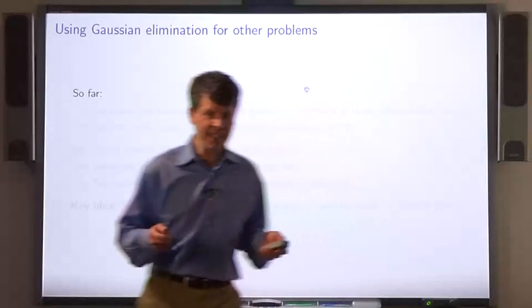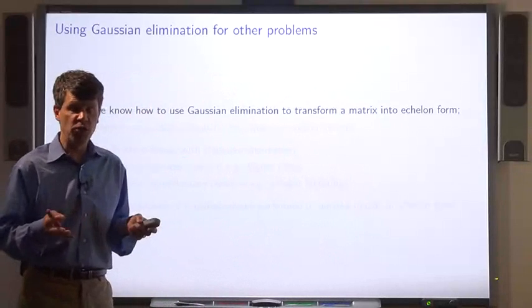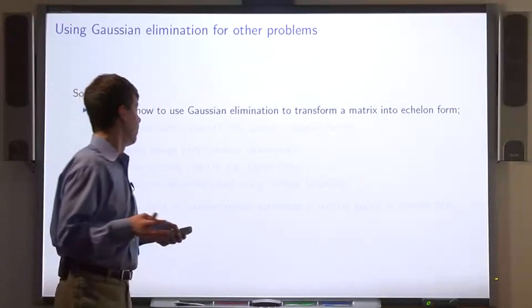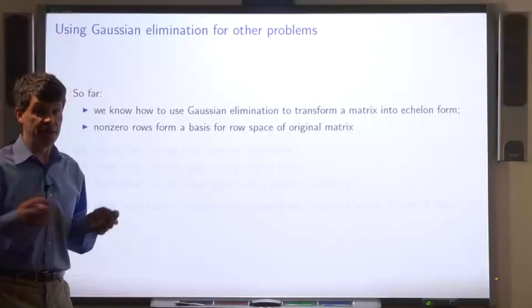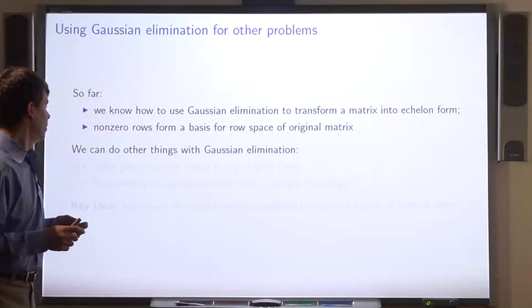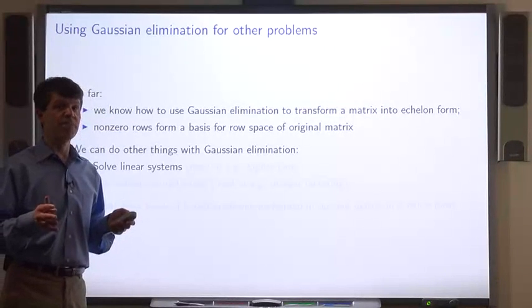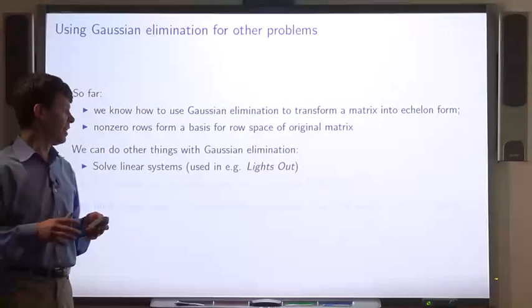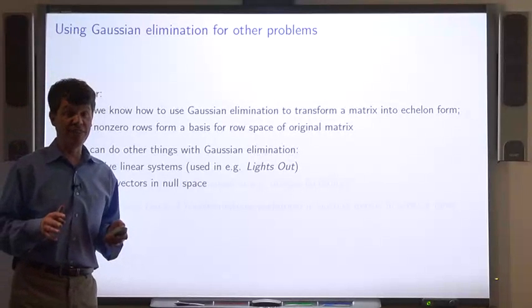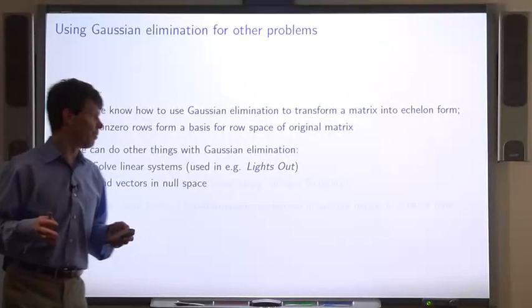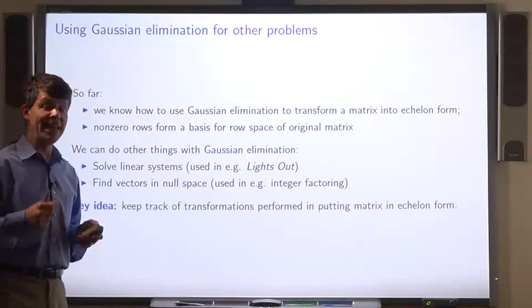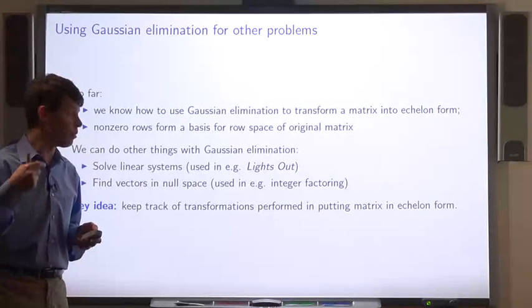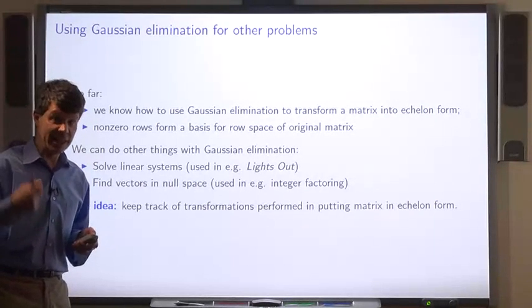So far, we've seen how to use Gaussian elimination to transform a matrix into one in echelon form. And we know that the non-zero rows form a basis for the row space of the original matrix. But there are other things we can do with Gaussian elimination as well. We can use it to solve linear systems, and you'll see that can be useful, for example, in lights out. We can also use it to find vectors in the null space of a matrix, and that can be useful, for example, in integer factoring. The key idea is to keep track of the transformations that the algorithm performs in putting the matrix into echelon form.